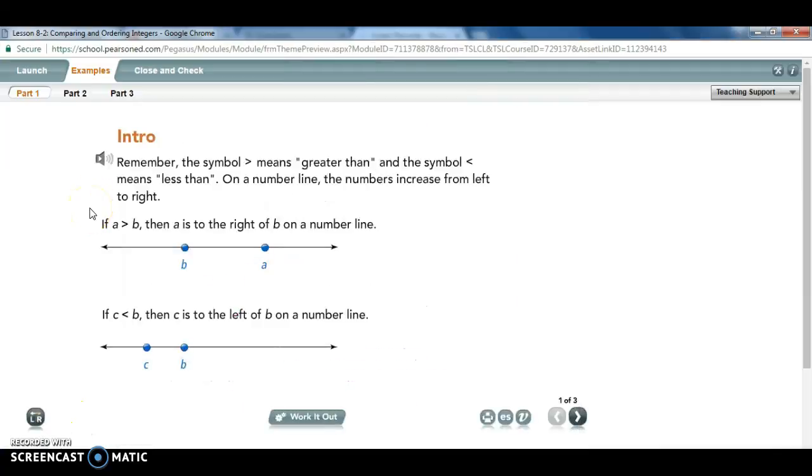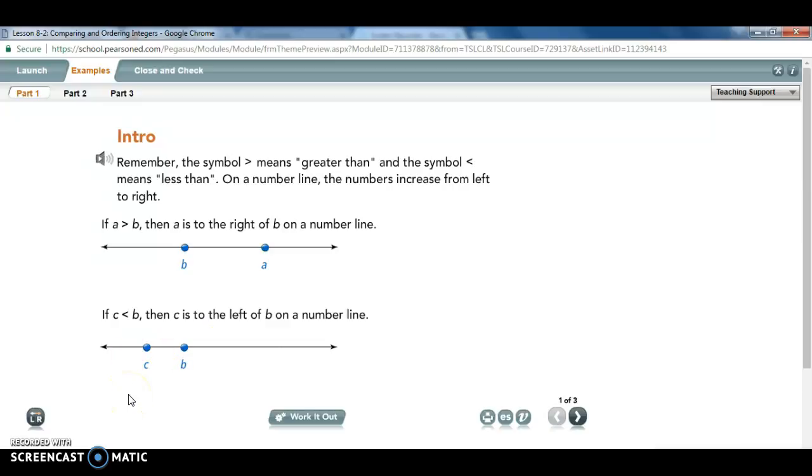We are now moving into part 1. Remember the greater than and less than symbols. On a number line, the numbers increase from left to right. If A is greater than B, then A is to the right of B on a number line. If C is less than B, then C is to the left of B on a number line.